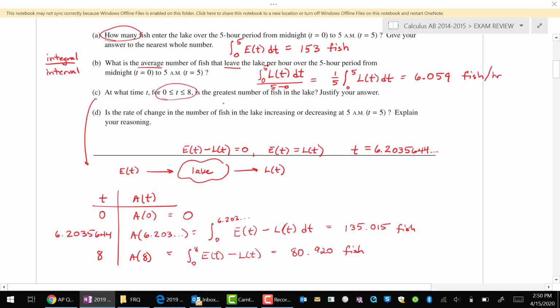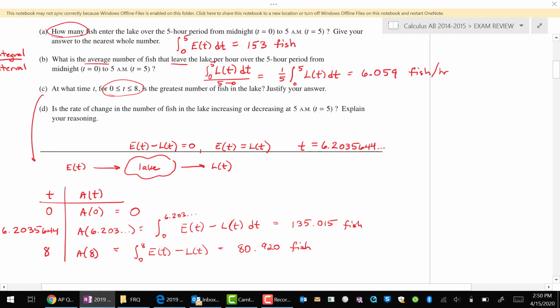So at what time is the greatest number of fish in the lake? Well, that would be here at time 6.2 hours. We're going to round to 3 decimal places. At t equals 6.203 or 6.204 hours, the fish in the lake reach a maximum.